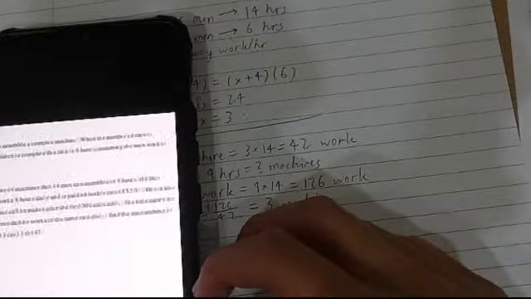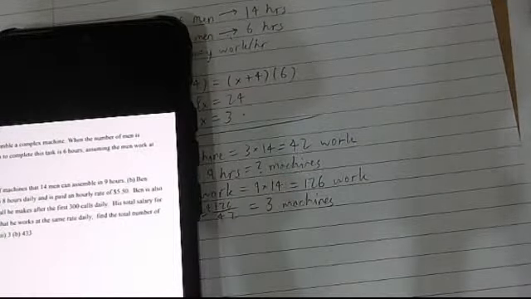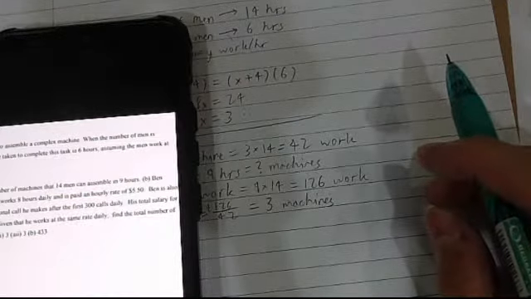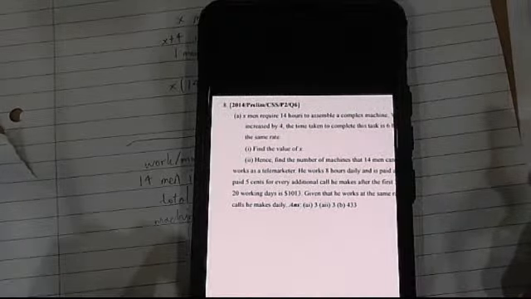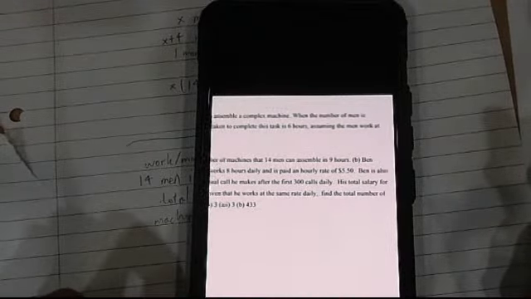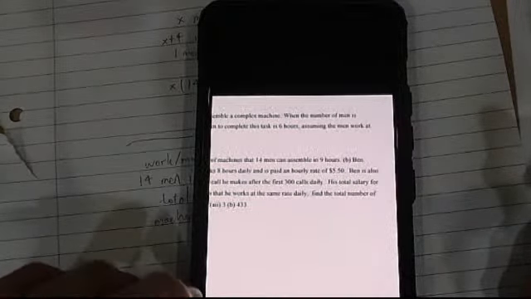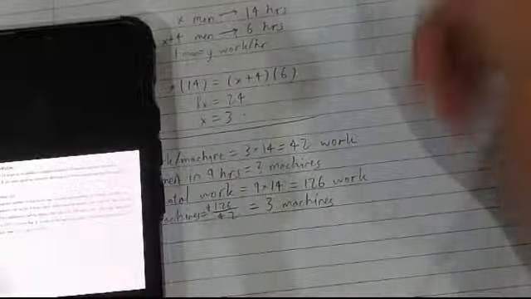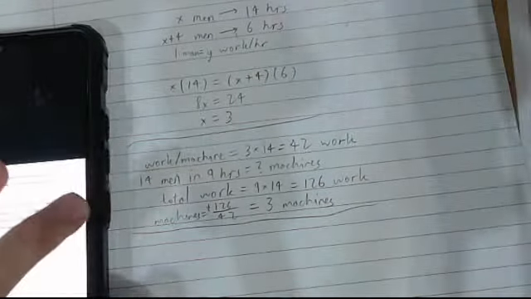Okay. Let's find the number. Ben works as a telemarketer. He works 8 hours daily and is paid an hourly rate of $5.50. Ben is also paid 5 cents for every additional call he makes after the first 300 daily. His total salary for 20 working days, same rate daily. Wait, I gotta write this down. I'm running out of space, man.